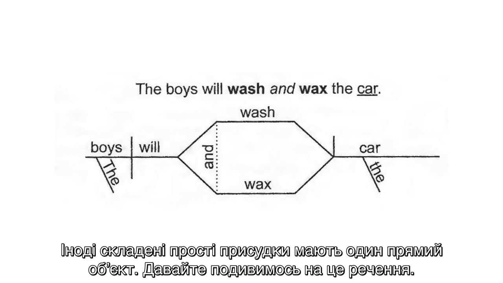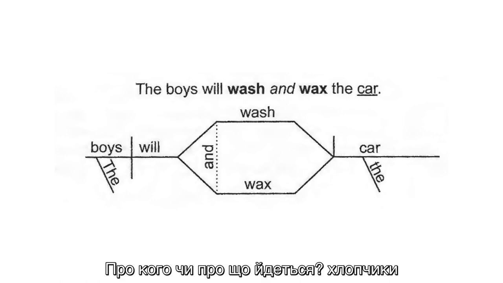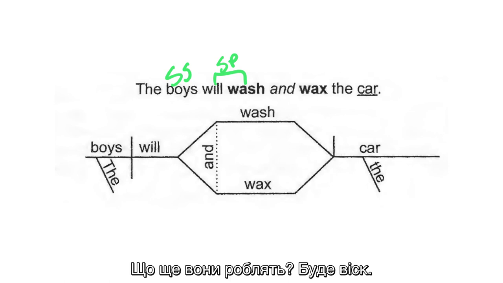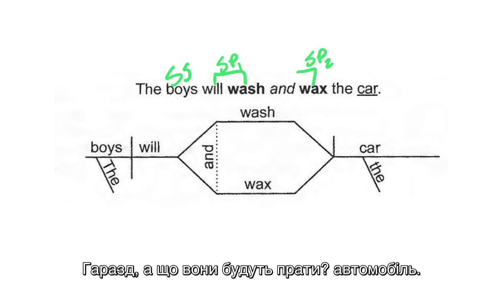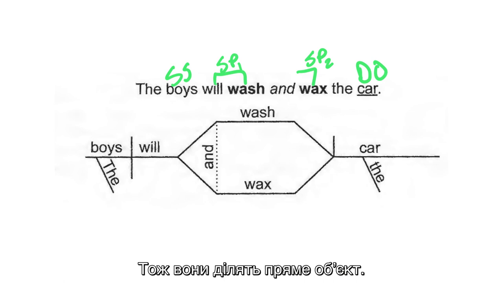Let's look at this sentence. The boys will wash and wax the car. Who or what is this about? Boys. What do they do? Will wash. What else do they do? Will wax. Okay. What will they wash? Car. What will they wax? Car. So they share the direct object.